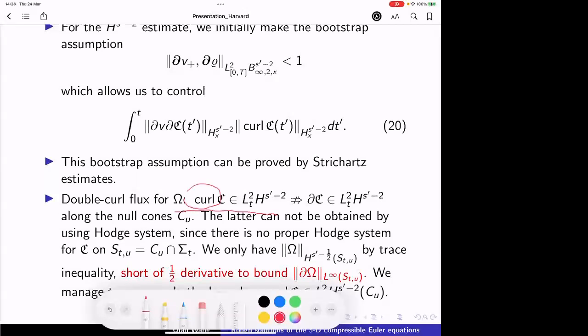So due to this kind of inconsistency, if you want to restrict the energy on the null cone from the energy estimate, you sort of lose half a derivative by using the trace inequality. So this is short of 1/2 derivative to bound this. Roughly, if you do this energy estimate, you will lose 1/2 derivative for controlling curl, double curl omega along the null hypersurface.